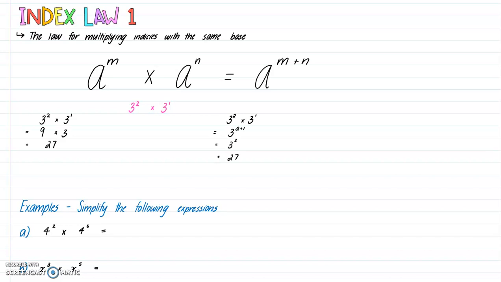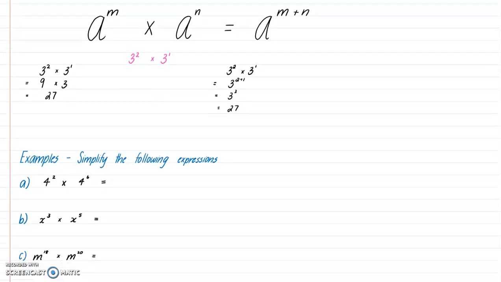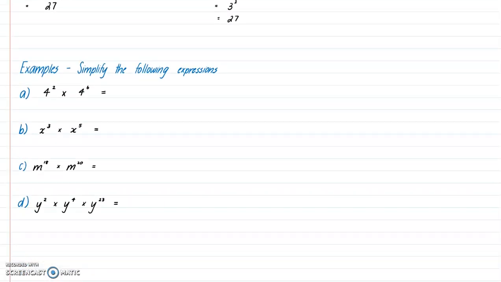But why would we actually bother using the law? The first reason is that it can become really tedious trying to evaluate all of these numbers when they become really, really big. But also we need to know how to use this law if the base isn't a number. In this example, the base was 3, so we were able to evaluate the answer. But if the base is a letter such as a, x, y, z, we can't evaluate it numerically, so we would simplify the expression using the index law. So let's have a go at some examples now.